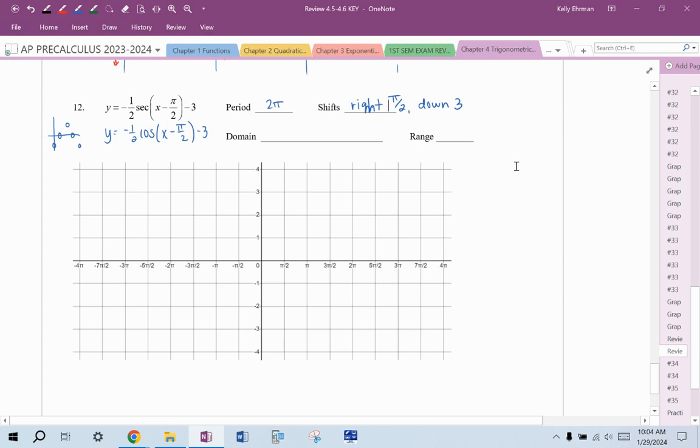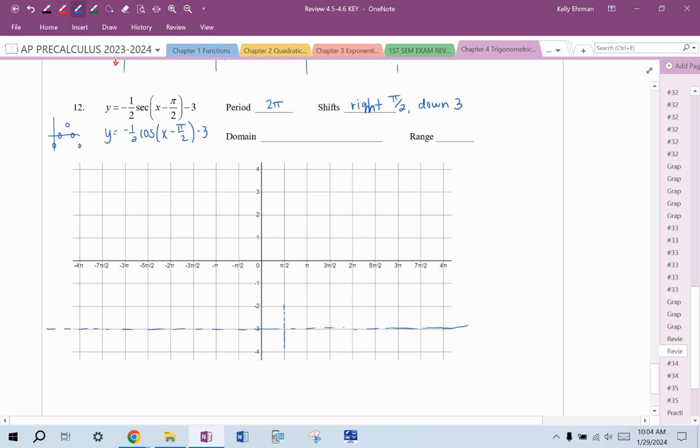So let's draw in our right pi over 2 and our down 3. So our new y-axis, let's just do a little mini. Let's do down 3 first. How about that? Down 3. So here's my midline. And then pi over 2, it's like, okay, this is your new starting point. Let's just do a mini one because we don't know if this is an asymptote yet. It won't be for secant.